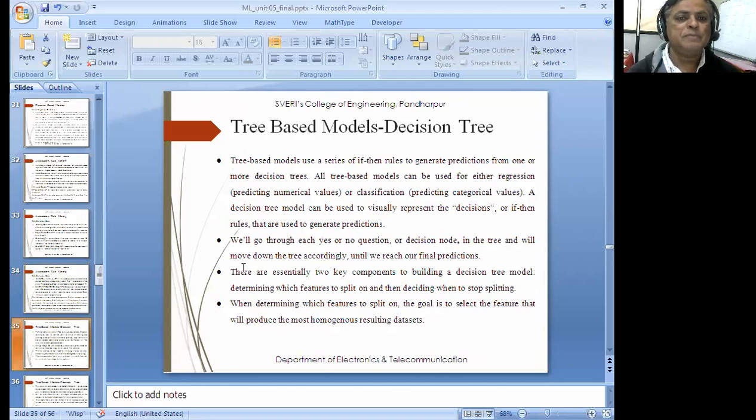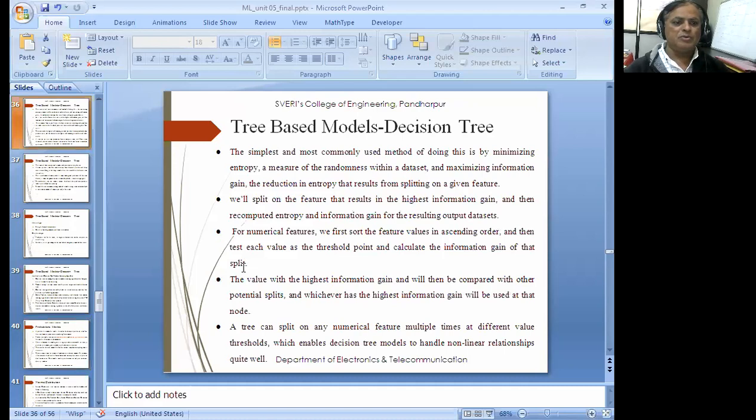Then we have seen tree based models. So decision tree is one of the important models that comes under tree based models. Obviously a tree based model is something which could be used to visually represent the decisions, or we can say the if-then rules that are used to generate the predictions. That is what the decision tree is about. So we have already seen decision tree.